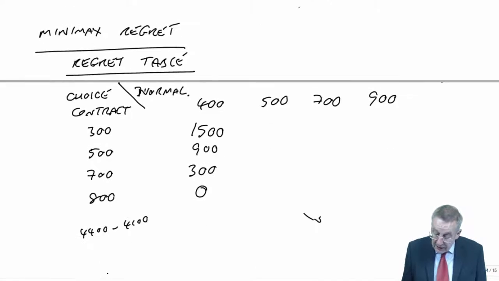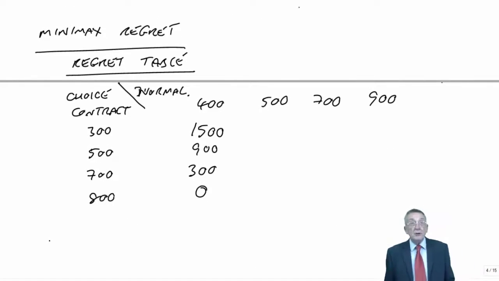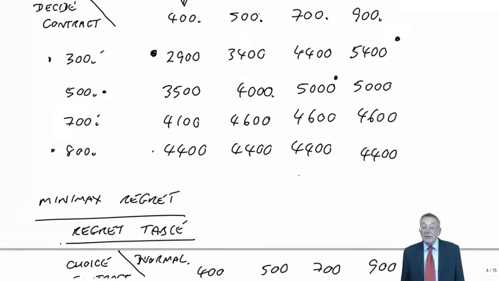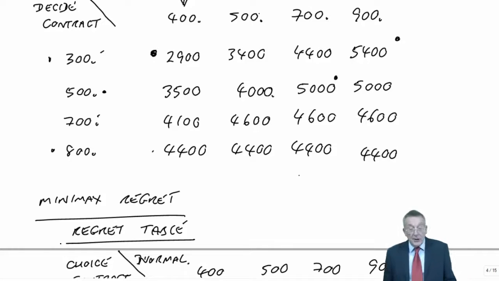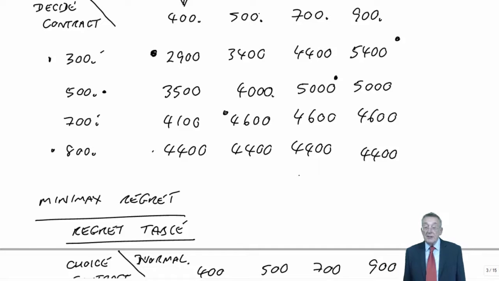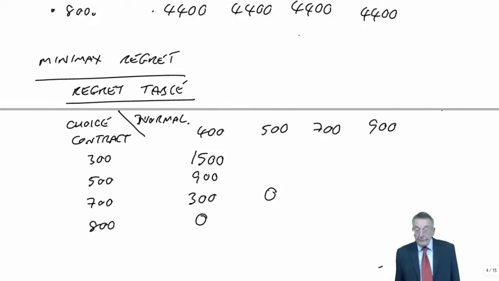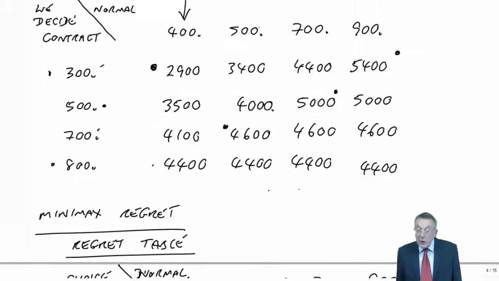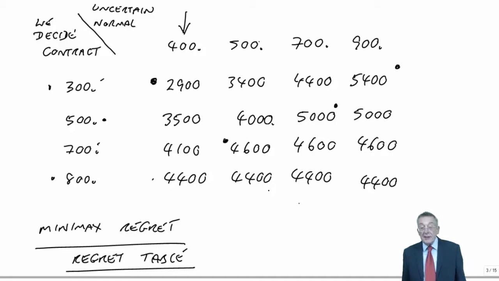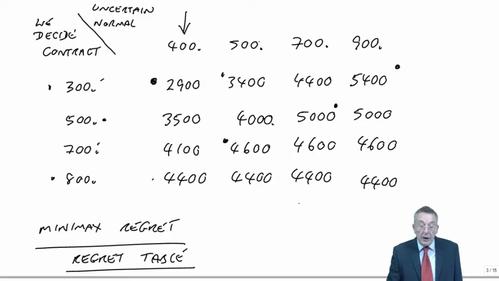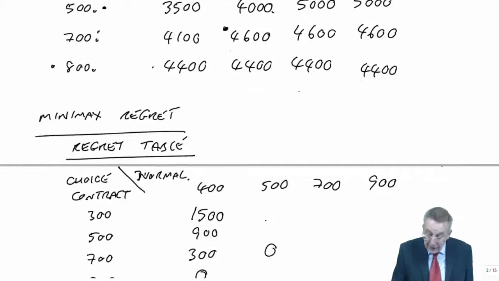Well, all of that was done for normal demand of 400, but of course normal demand might be 500. We do the same again. If normal demand was 500, the best decision would have been contract 700. That would have given us the highest return. And if we had gone for 700, we've lost nothing. But if normal demand was 500 and we've gone for any of the other contract sizes, we've lost out. If we'd gone for 300, we'll only have got 3,400. We could have had 4,600. We've lost the difference of 1,200.